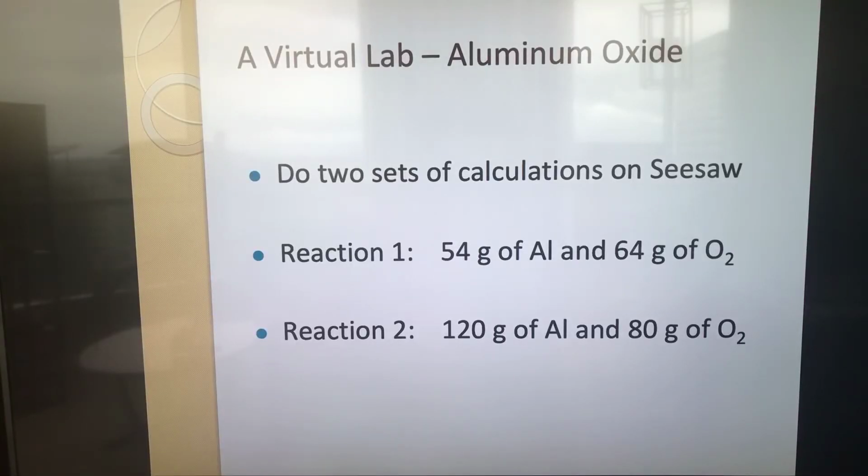All right, back with you for our final activity today. And that will be done over in Seesaw as an activity. It is our third virtual lab, and this is synthesis of aluminum oxide. Aluminum oxide is, of course, two elements, aluminum and oxygen.